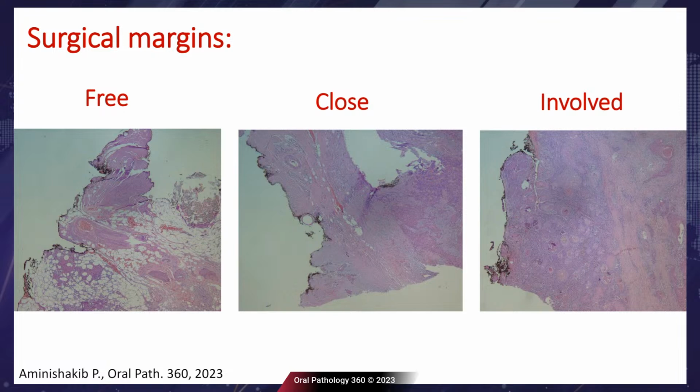The middle photo shows that the tumoral nest at the right side is very close to the surgical margin at the left side, and it could be reported as a close margin, about 3 to 4 millimeters. The right side photo shows an involved surgical margin, where the tumoral nest extended to the inked surgical margin.